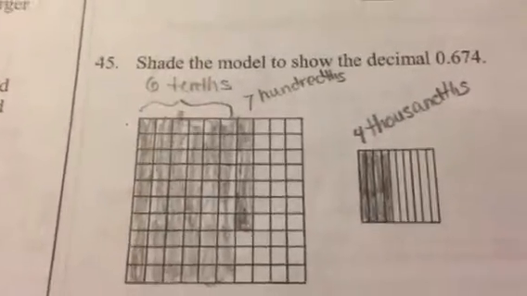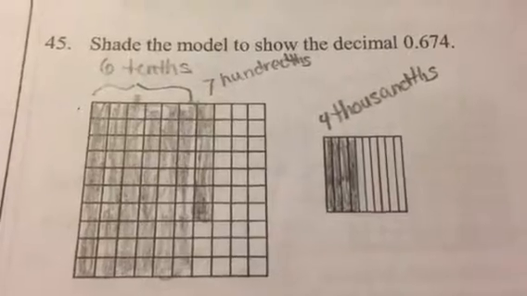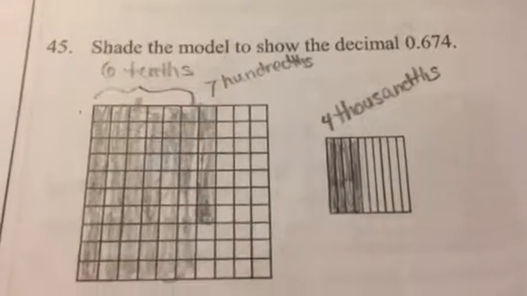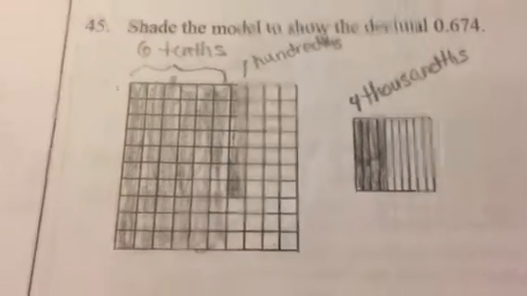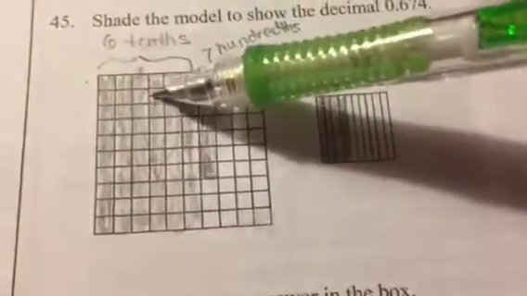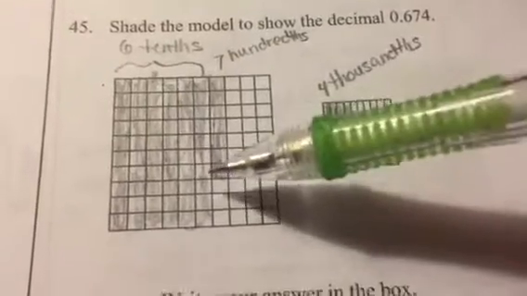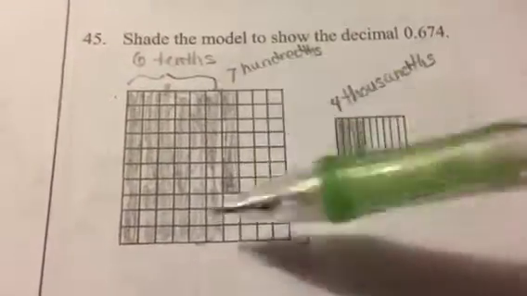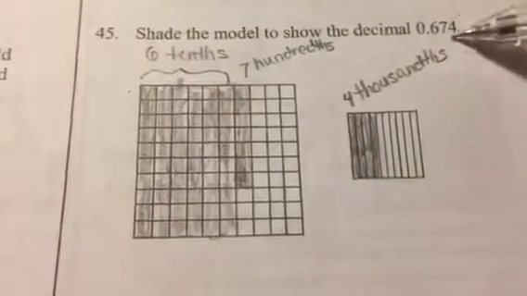Looking at number 45, we did this modeling a little bit back, more towards February, but it says shade the model to show the decimal 674 thousandths. So remember that a full row is your tenths, so I drew 6 tenths. Your hundredths are each of these cubes there because there are 100 cubes in this flat, so I shaded 7 of my hundredths. And then my final step was the thousandths.